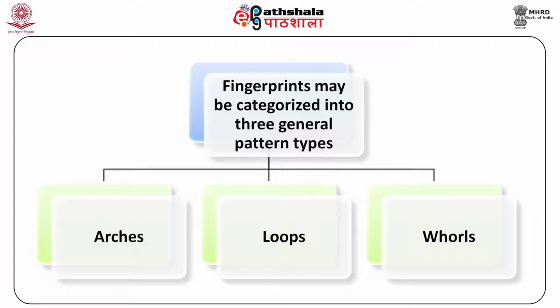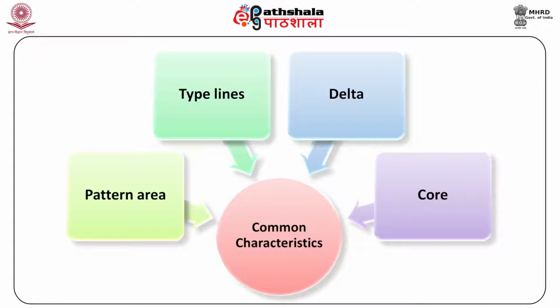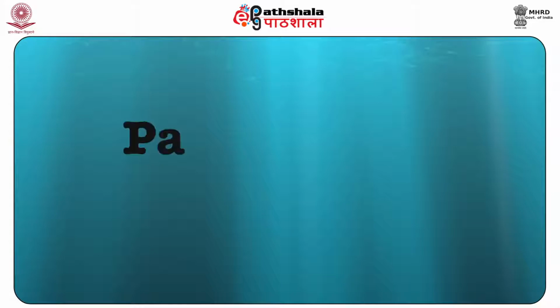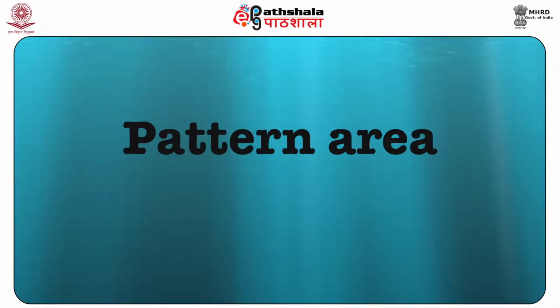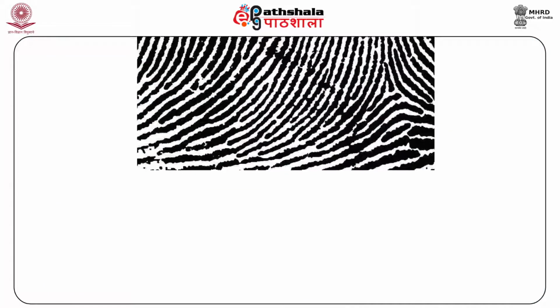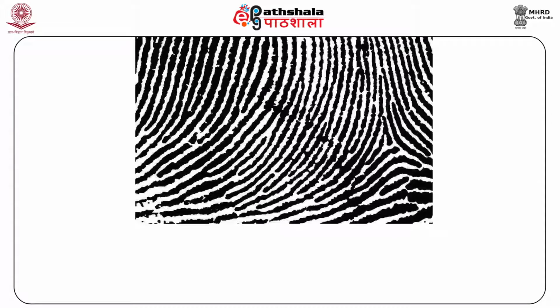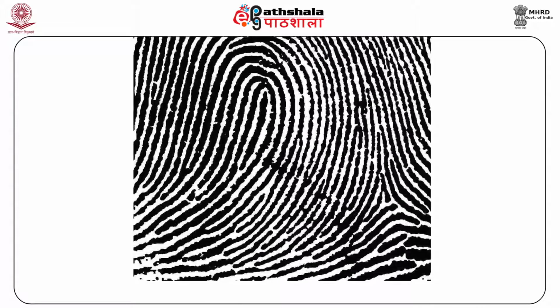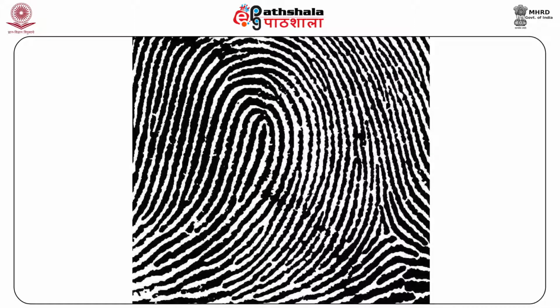The fingerprints may be categorized into three general pattern types, that are arc, loop, and whorls. The common characteristics that make up these patterns are known as pattern area, type lines, delta, and core. Now, let me tell you something about pattern area. Pattern area is a part of a loop or a whorl where the core, deltas, and ridges appear that are primarily responsible for classifying fingerprints. It exists in all patterns, but in most arches it is indefinable.